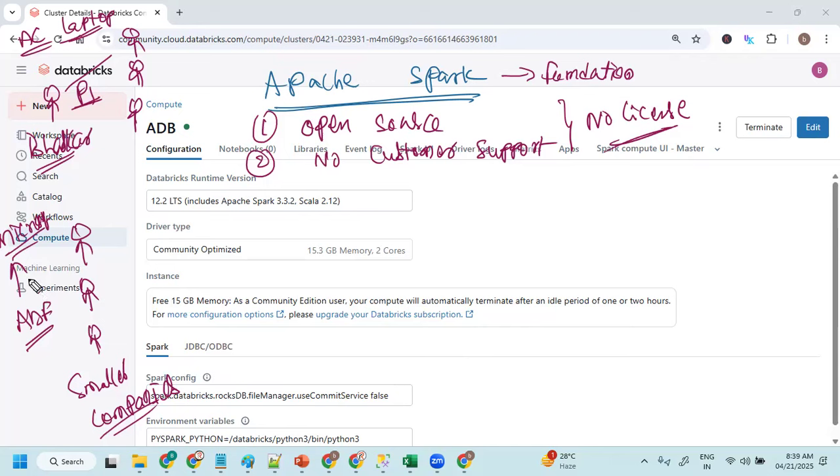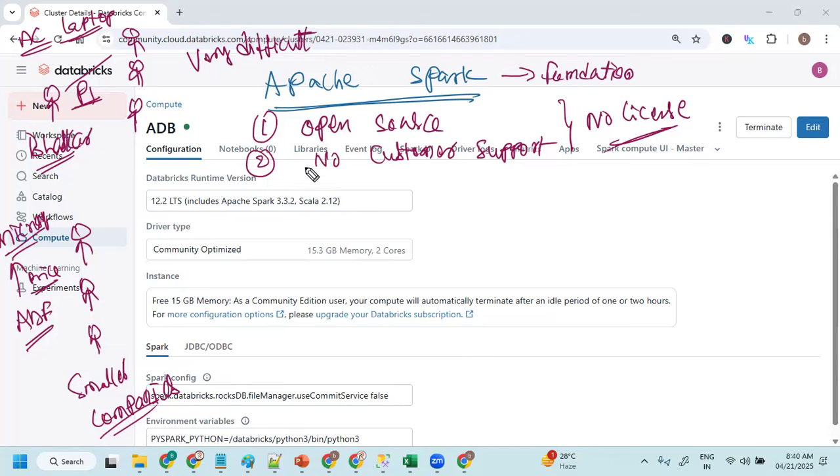They may take a charge for their support. But here, no customer support, no price, nothing. You have to solve your problems. So working with Apache Spark is very difficult.